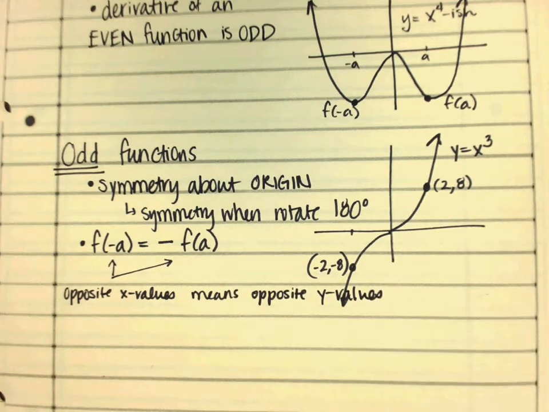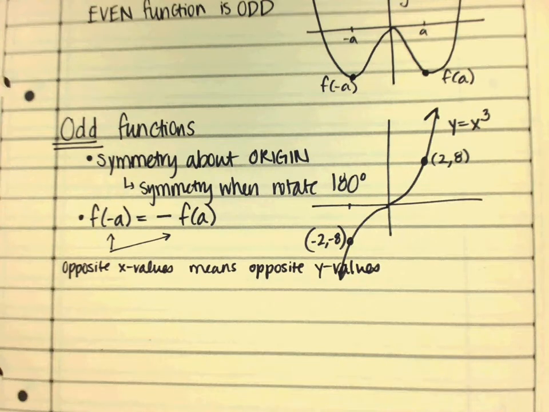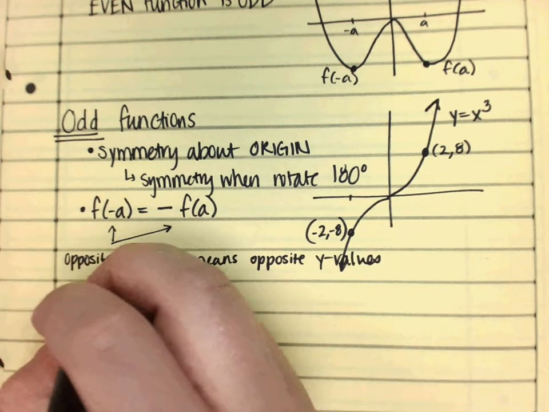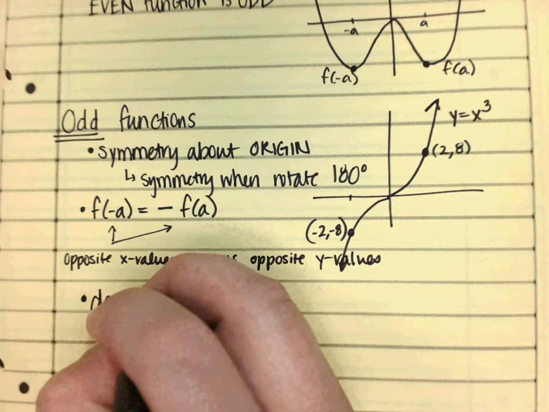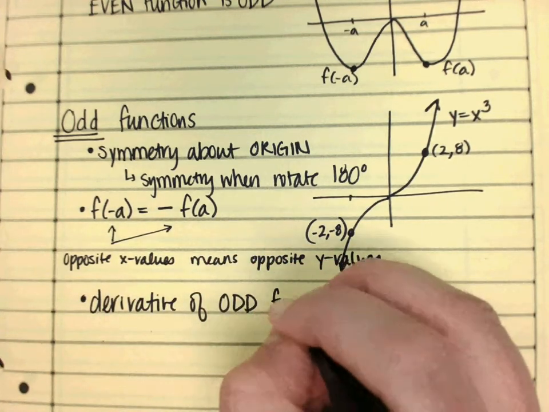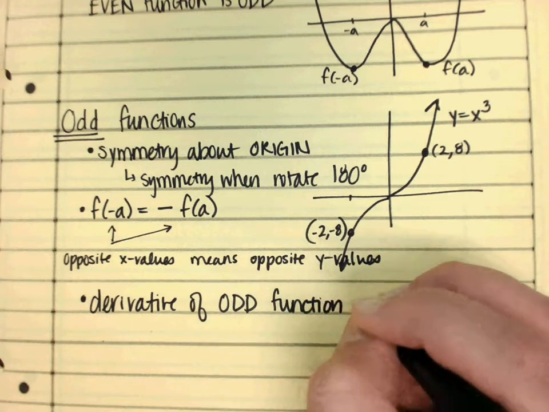Make sense so far? Okay, now if the derivative of an even function is odd, what do you guess the derivative of an odd function is? Even. So the derivative of an odd function is always even.